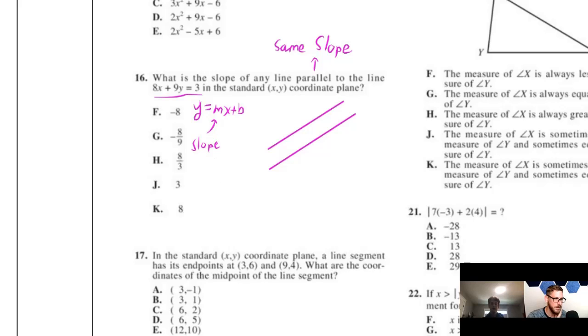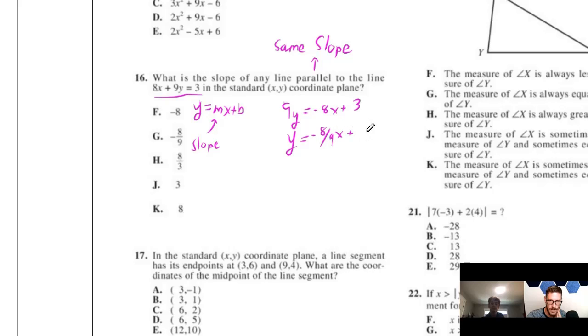Okay, yeah. And so you'd get negative 8x. Right, so you're thinking start by subtracting 8x from both sides, so you get 9y equals negative 8x plus 3. And then what would you do next? Divide by 9. Right, and that gets you negative 8 over 9.